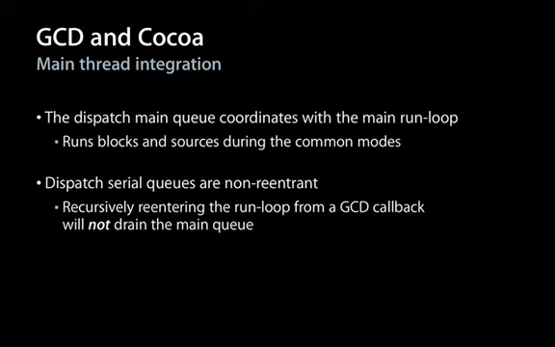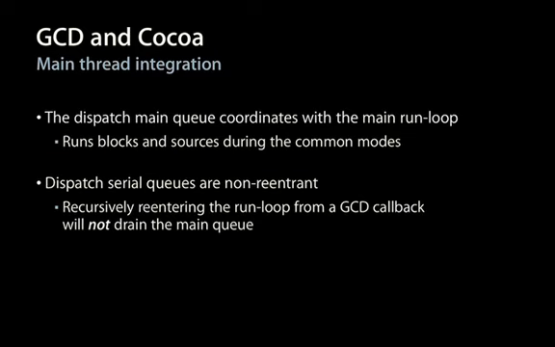The dispatch main queue is a special queue that's also fairly important when you're dealing with Cocoa applications, because it's the GCD interface to getting code running on the main run loop. It cooperates with the main run loop. All the code will run on the main thread. It's going to run serialized, as you would expect from the main run loop. And it's going to run any GCD blocks in the common modes of the main run loop.